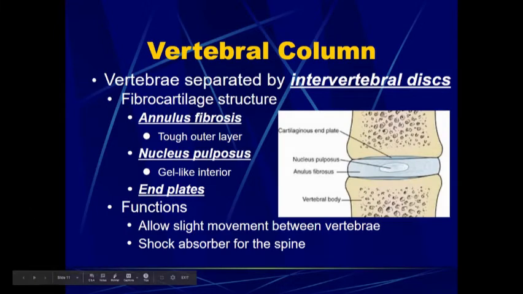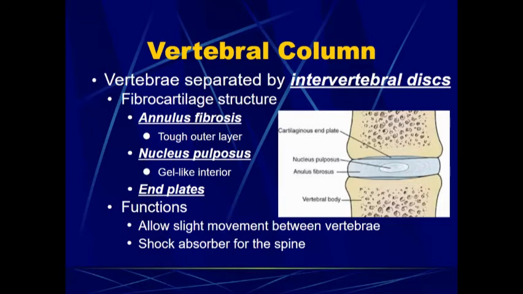All of the vertebrae in the vertebral column are separated from each other by intervertebral discs. These have a fibrocartilage structure. The outer layer is the annulus fibrosus, and that's very tough. The inner part is the nucleus pulposus, and that's more like a gel-like substance. And then there are also the end plates that are in contact with the vertebrae. The functions are to allow slight movement between the vertebrae, and it's also a shock absorber for the spine.